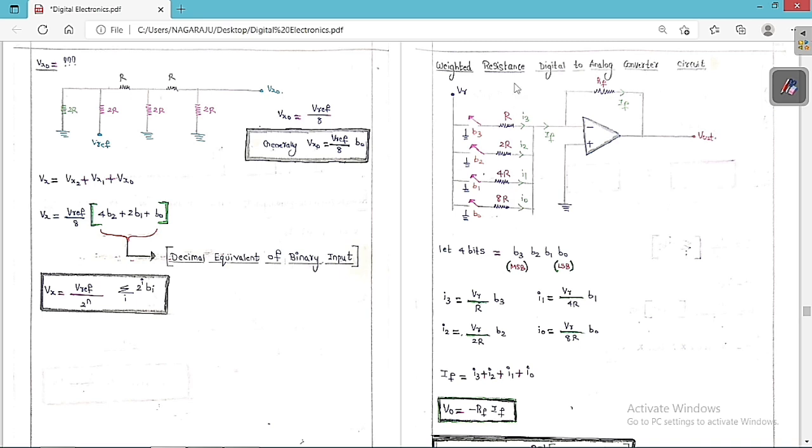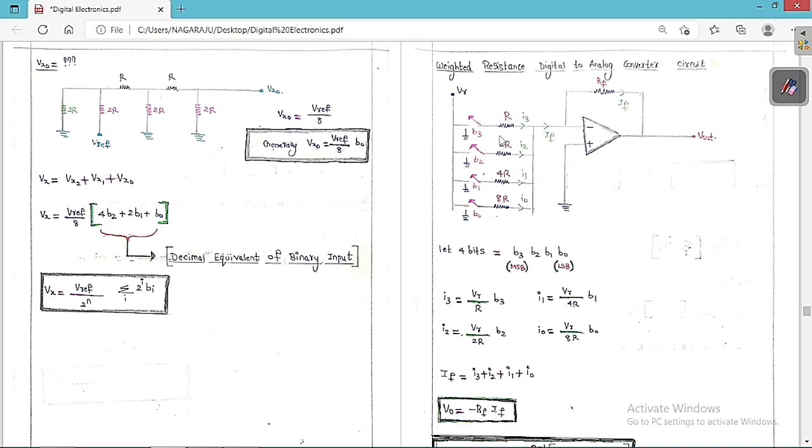From up to down, the resistance decreases. But from down to up, the priority of the bit increases. This is the MSB and this is the LSB. So listen carefully: the low resistance bit is always the MSB, and the high resistance bit is always the LSB.